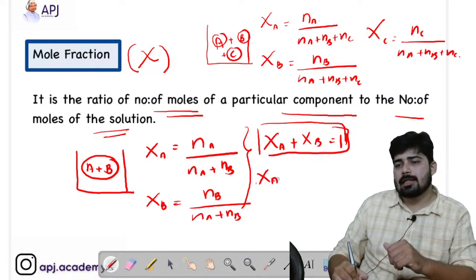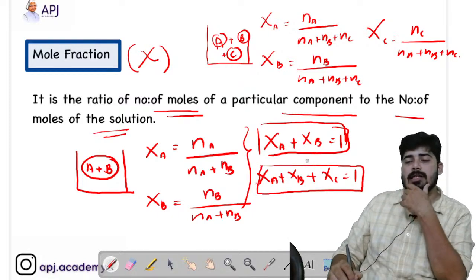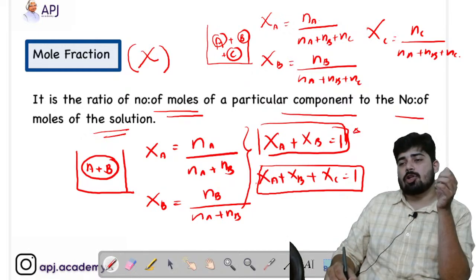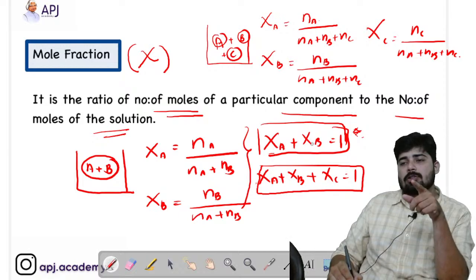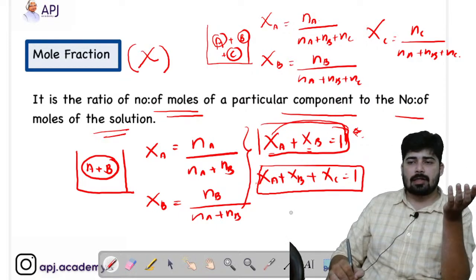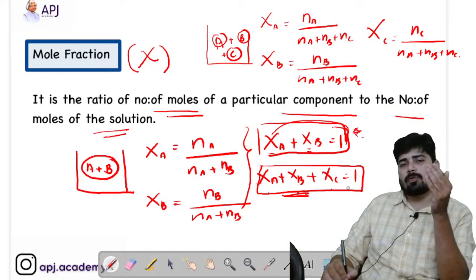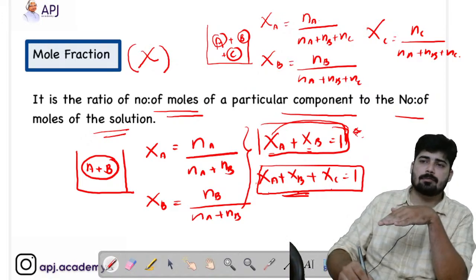Similarly, in the second case, mole fraction of A plus B plus C will be equal to 1. Okay, so this is what you have to study. In such cases, this will make our job a bit easier, because once you have found the mole fraction of A, then in order to find the mole fraction of B, you can just subtract it from 1. 1 minus mole fraction of A will give you mole fraction of B. Similarly, if you know the mole fraction of A and B, then to find the mole fraction of C, you can just use 1 minus (mole fraction of A plus mole fraction of B), right?